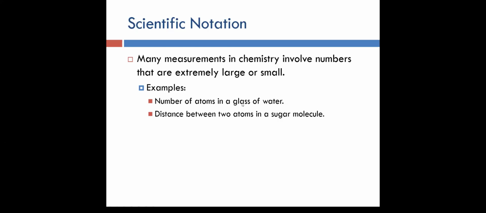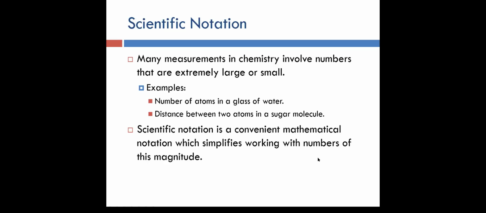So how many atoms are there in a glass of water? It's a vastly huge number, and so scientific notation would answer that. What's the distance between two atoms in a sugar molecule in meters? A very, very small number. So we would need to use scientific notation to answer that. And so it really simplifies working with numbers that are very large or very small.